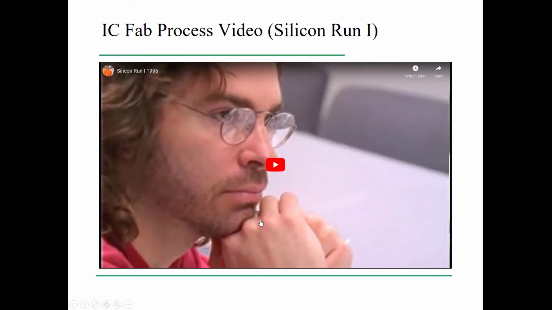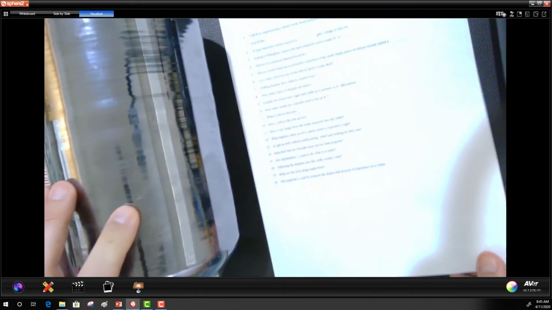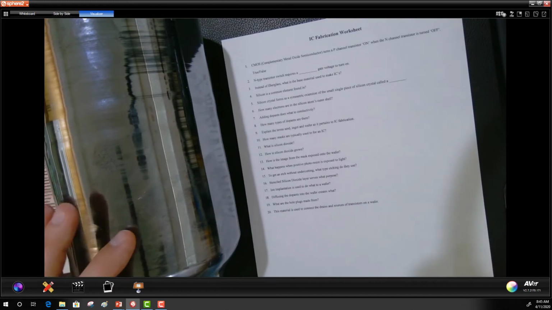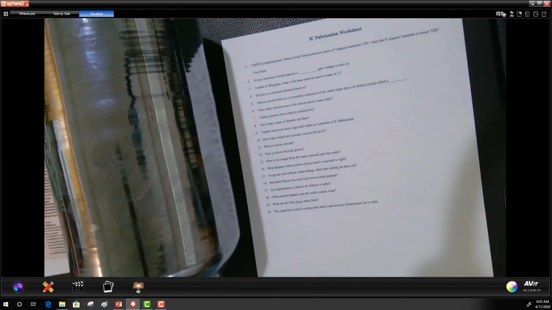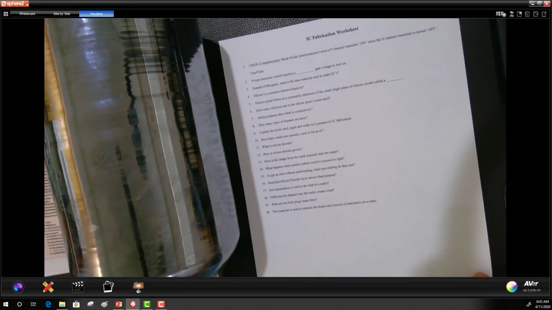I also put the time marks on Canvas, and there is a worksheet. Okay, this worksheet here that's on Canvas, the IC Fabrication worksheet. It has 20 questions. So as you're watching the videos, complete this worksheet and then upload it to Canvas, because this is a graded assignment.